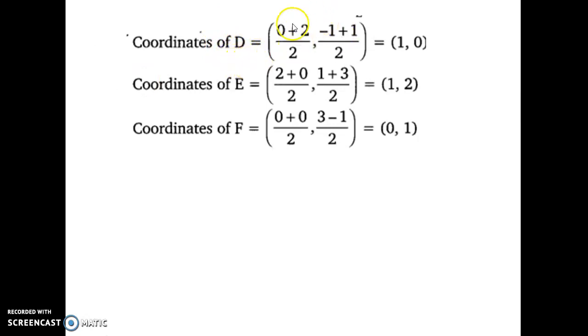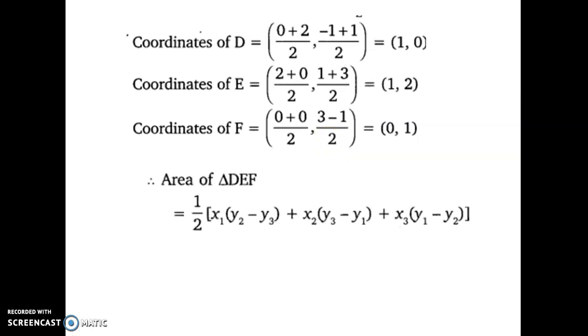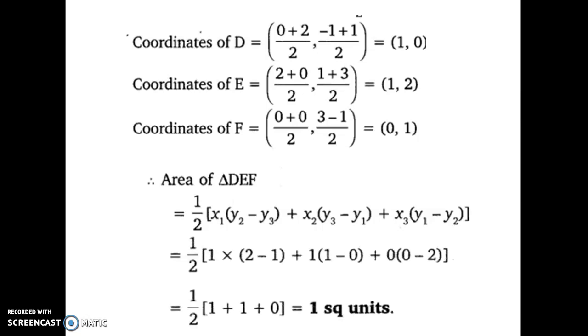Okay, so this is for the X coordinate and this is for the Y coordinate. So you will get 1, 0. Similarly for E also, you put in the midpoint formula which we used in the 7.2 exercise. Then the coordinates for D, E, F are found. Then put that in the area of the triangle formula, so we get the area of that small triangle. After substituting and solving, we found it to be 1 square unit. The area of the small triangle is 1 square unit.